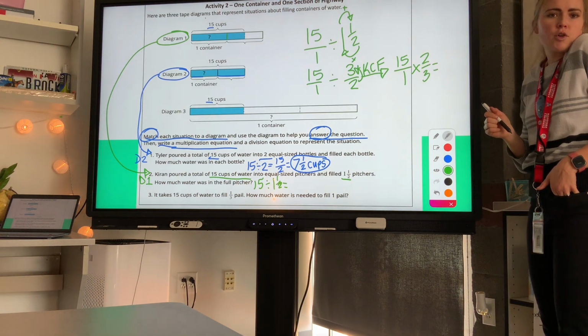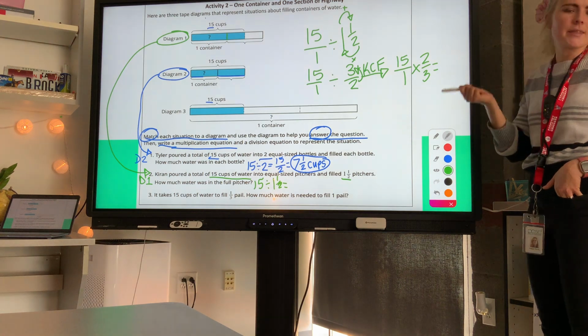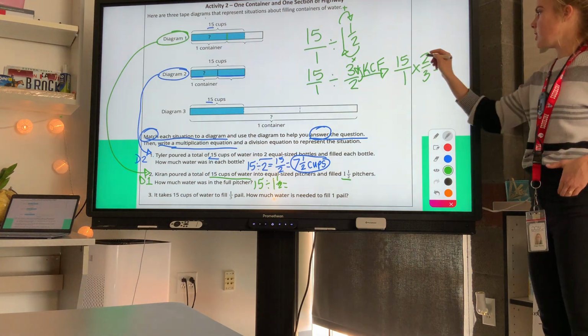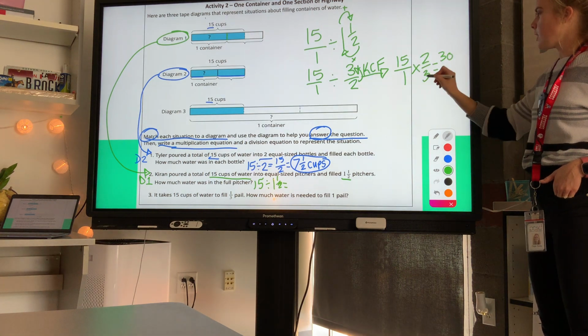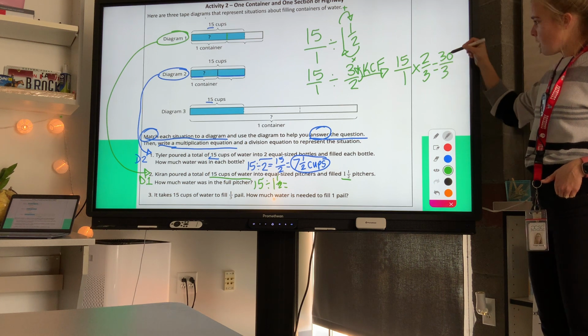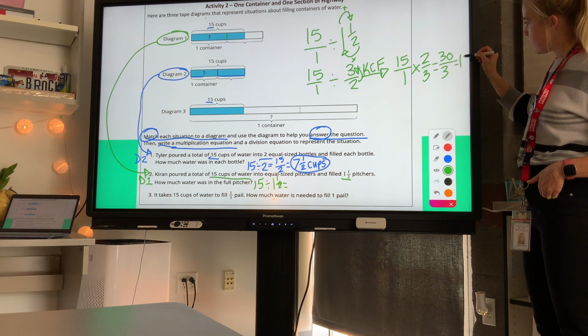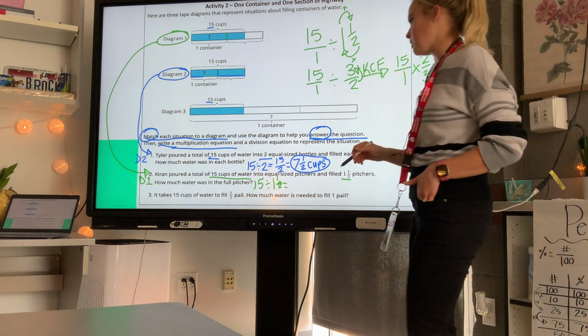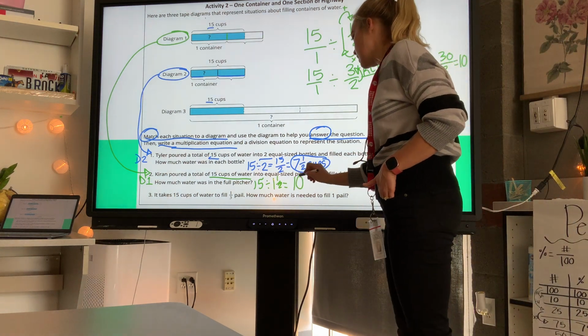I'm going to divide before I multiply this time. Actually, I'm going to do it at the end. You can do it either way. So 15 times 2 is 30. 1 times 3 is 3. 30 divided by 3 is 10. So how much was in a full pitcher? We would say 10 cups.